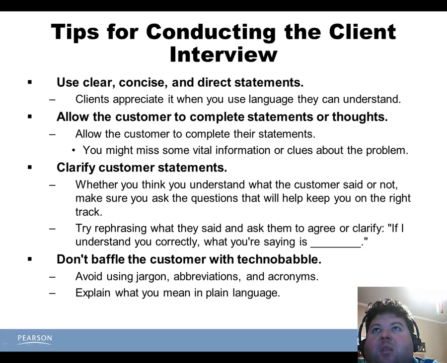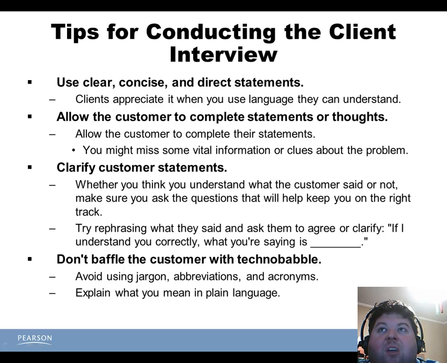Use clear, concise, and direct statements. Clients are going to appreciate it when you use language they can understand. And that is very important. I mean, they're frustrated because whatever device it is isn't working. But try to be very clear and talk to them in a way they can understand what you're saying. Allow them to complete their statements or thoughts, just in case they have vital information that you may have not heard.